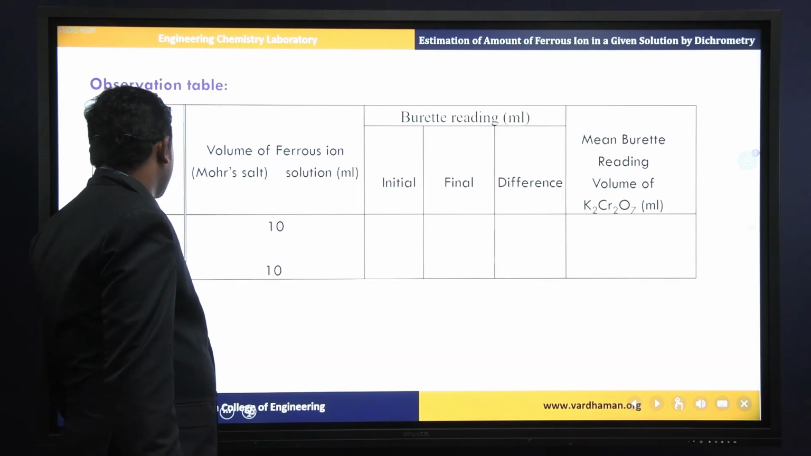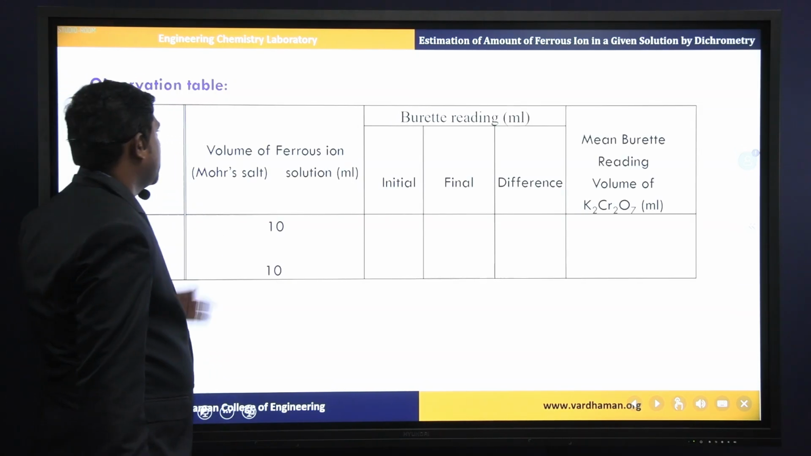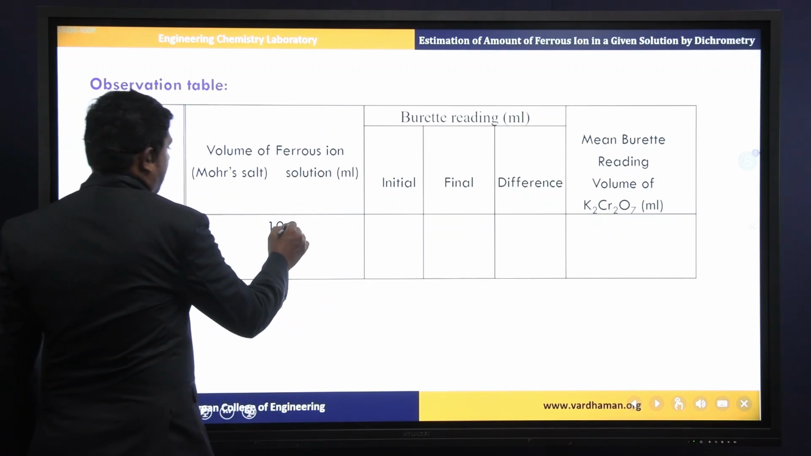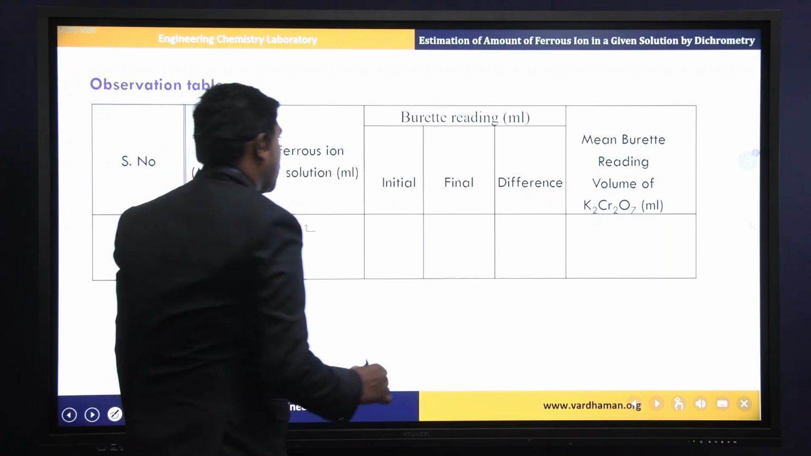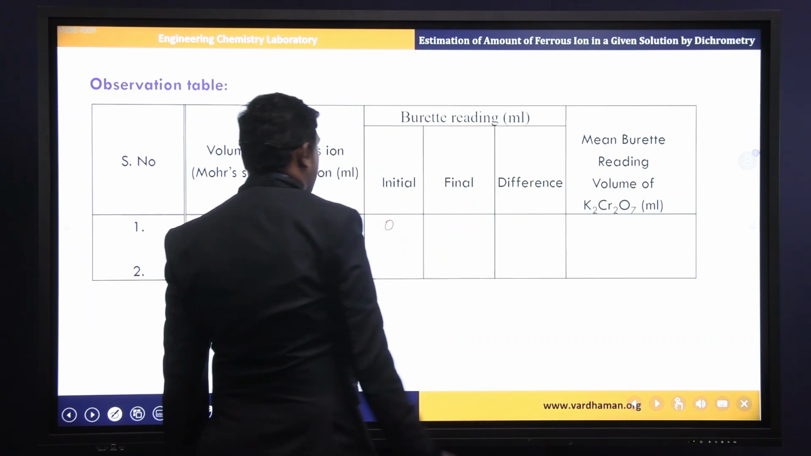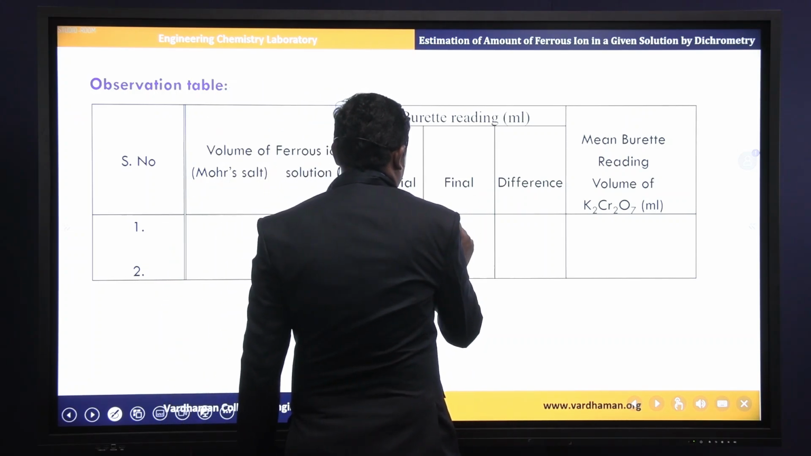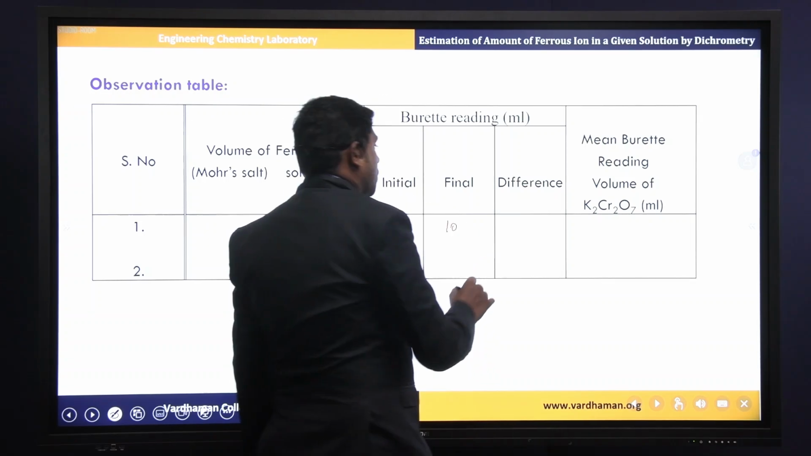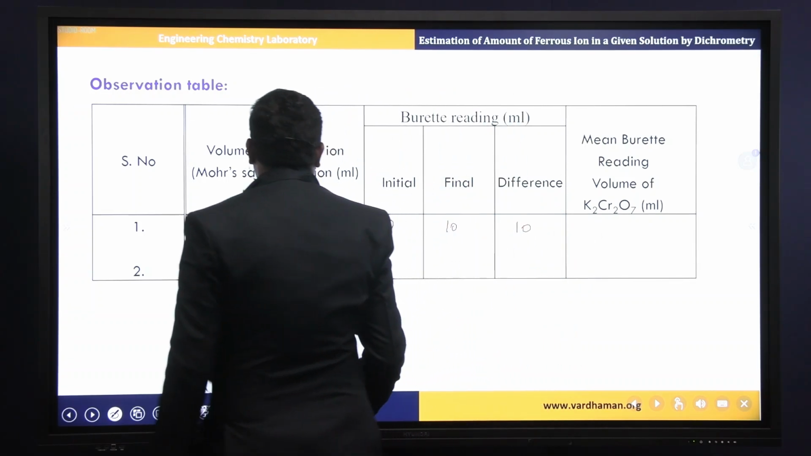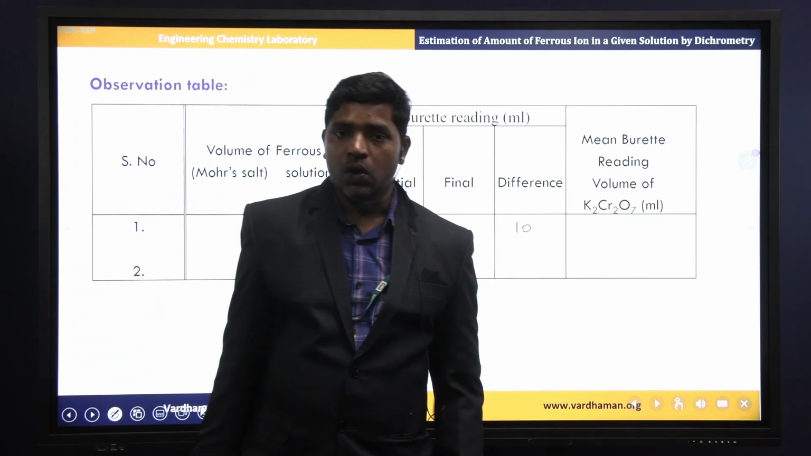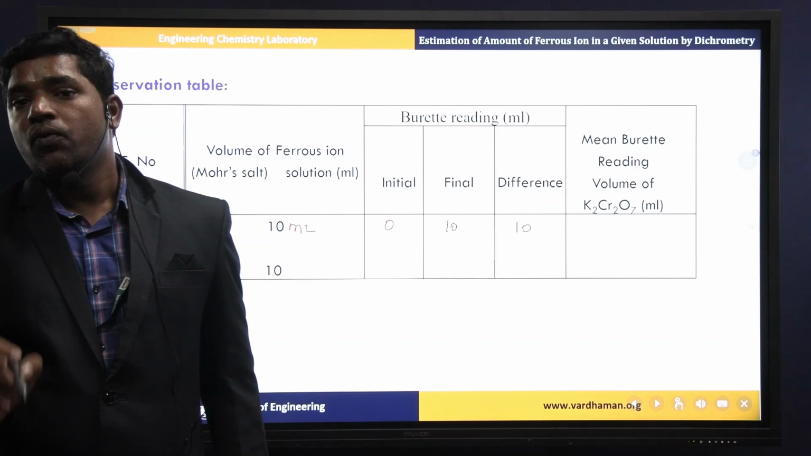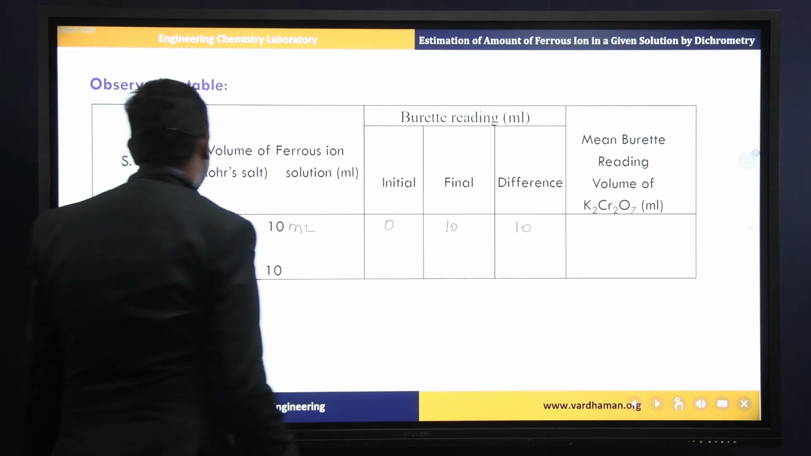So this is the observation table. In the first column, we take the volume of ferrous ion, the Mohr's salt. We take 10 ml of Mohr's salt solution. The initial burette reading, in general, is 0. The final reading, for example, we get 10 ml. What is the difference? 10 minus 0, 10. Repeat the titration until we get concurrent values. Okay students, repeat the titration until we get concurrent values. We repeat at least 2 times.